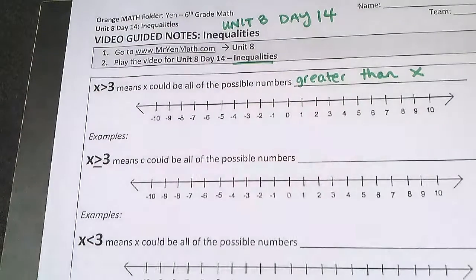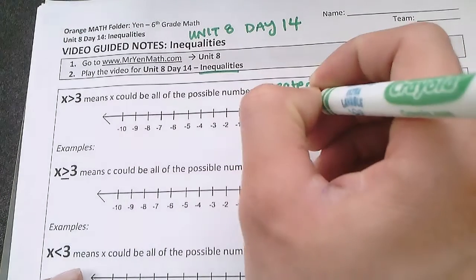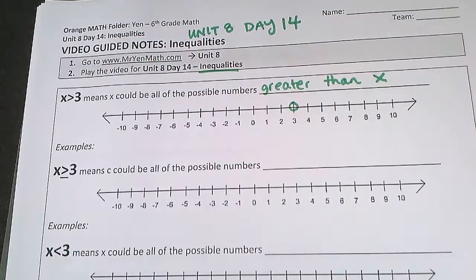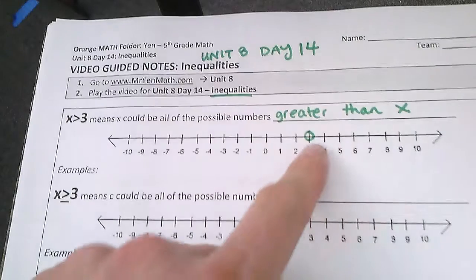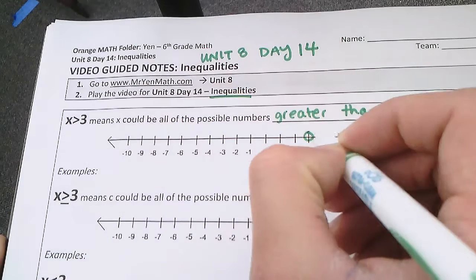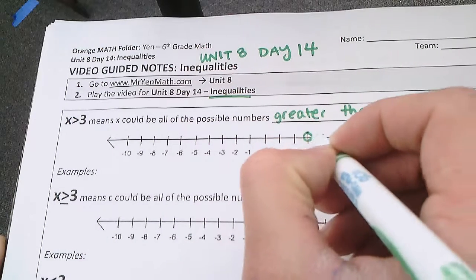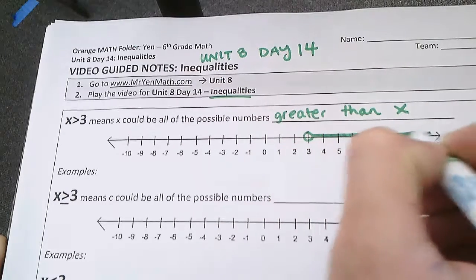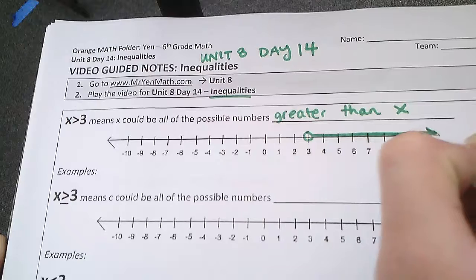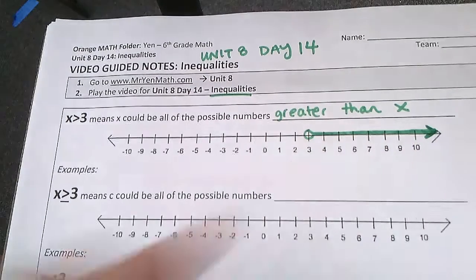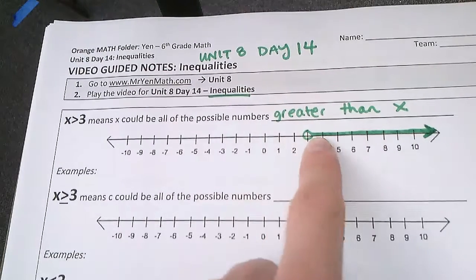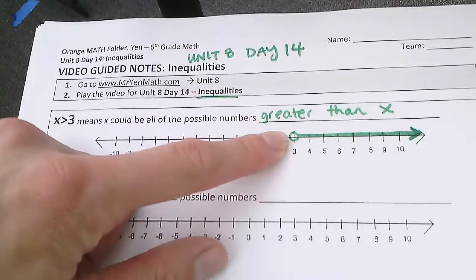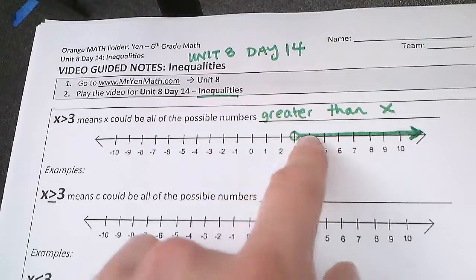And the way that we show that on a number line is, we're going to draw an open circle, just like that, and be very careful to make sure that it's open. And then to show all of the numbers that are greater than 3, you shade in the number line like this, and you draw an arrow going to the right so that we know x is all the possible numbers, not 3 itself, that's why there's an open circle, but everything greater than 3.